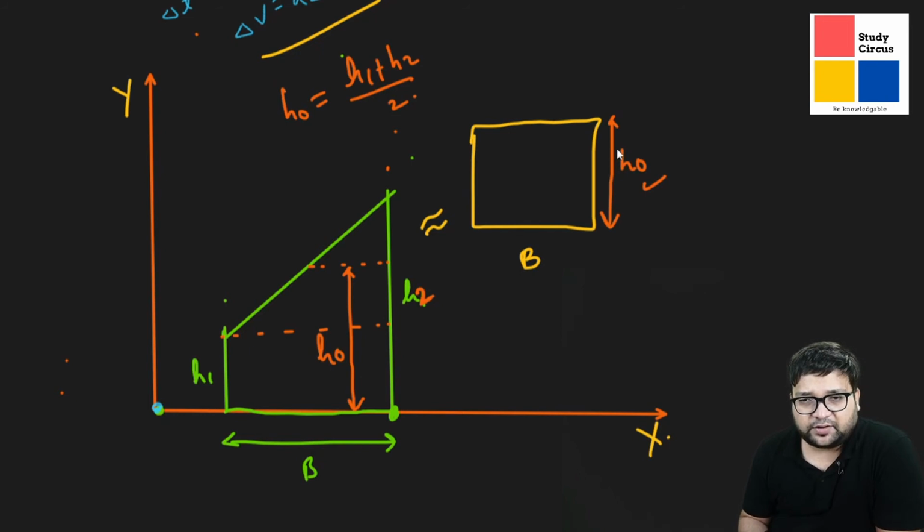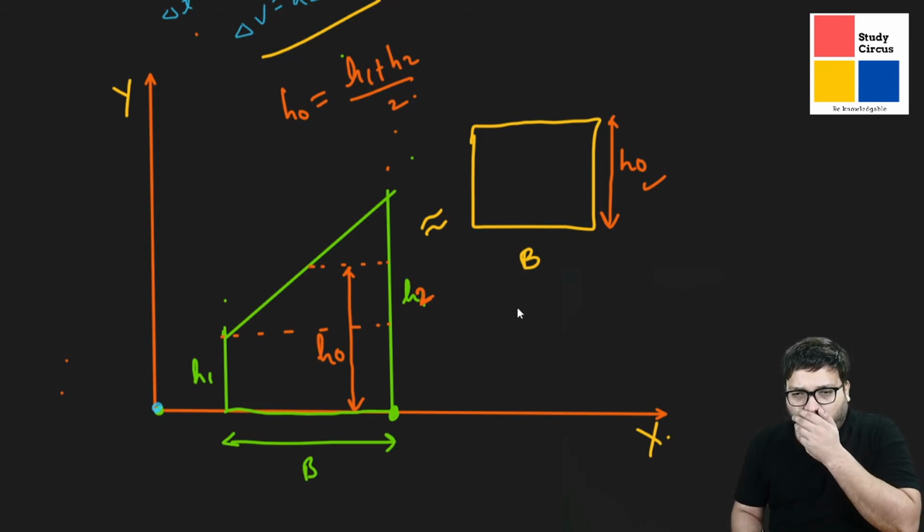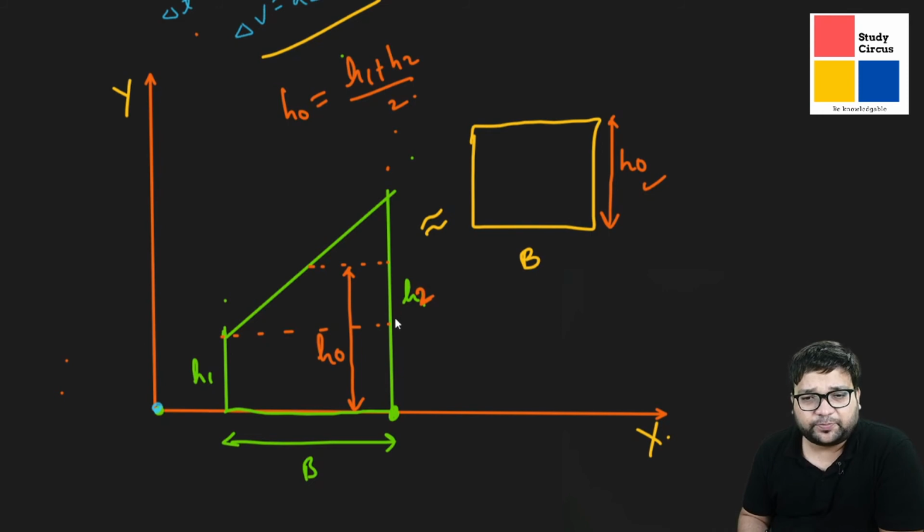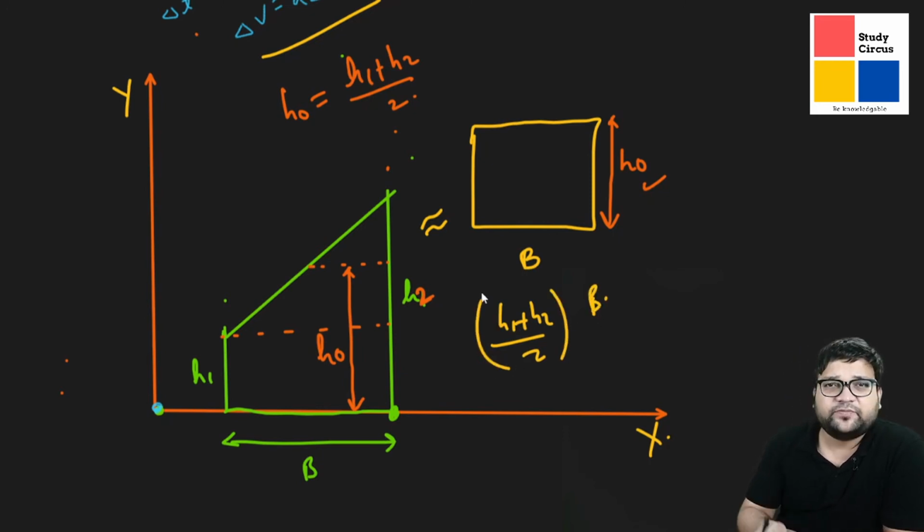So this rectangle with height h naught and the same base b has the same area as this trapezium. And that is the formula we know: h1 plus h2 upon 2 times b is the area of the trapezium. This is how we have been finding the area of the trapezium, right?